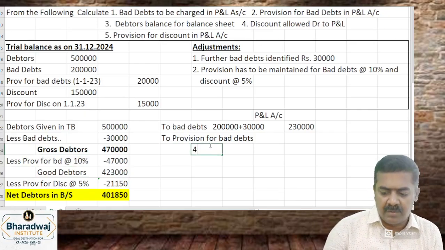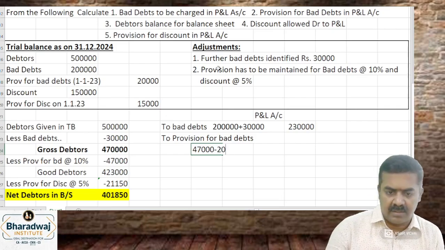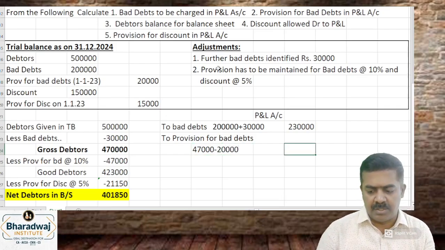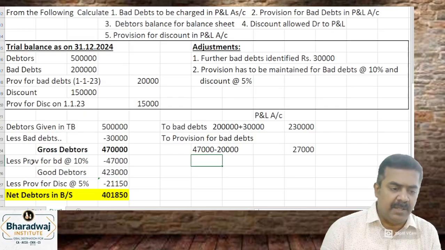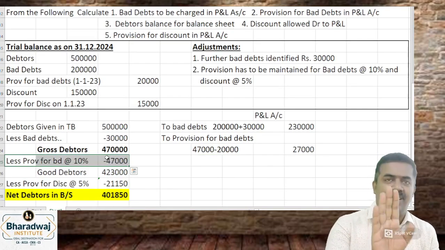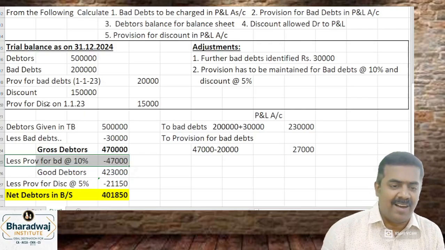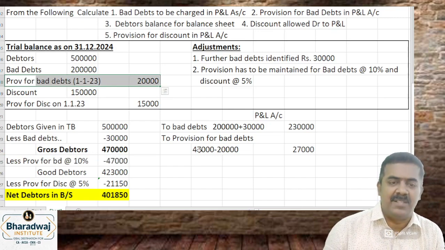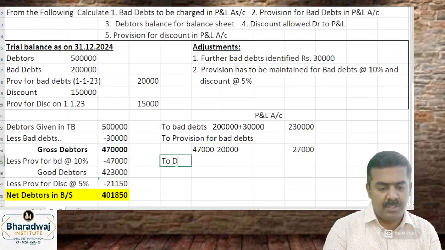We have to keep 47,000, minus, already we are having a provision of 20,000. So net addition, how much you have to charge? 27,000 you have to charge. I repeat, what is the provision required? It is not an amount spent. It is like a provision you have to keep in your purse, 47,000 rupees. Already you are having 20,000 rupees in your purse. How much you have to add in your purse? 27,000. That's it.